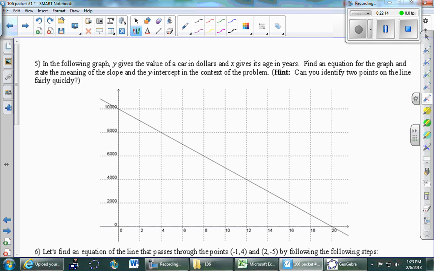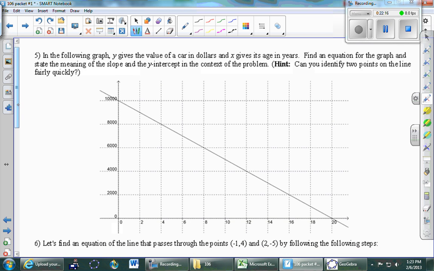All right, number 5. There's some context about this problem. I'm going to skip over the context. I'm just going to jump right to the hardcore algebra for this one. So ultimately, the question we're asked is this: find an equation for the graph. I just want to know what an equation of this thing is.